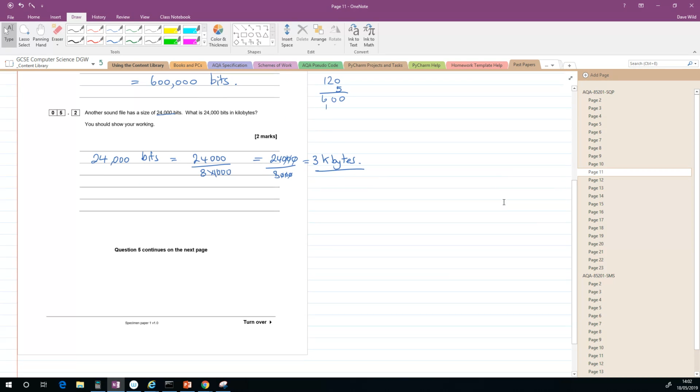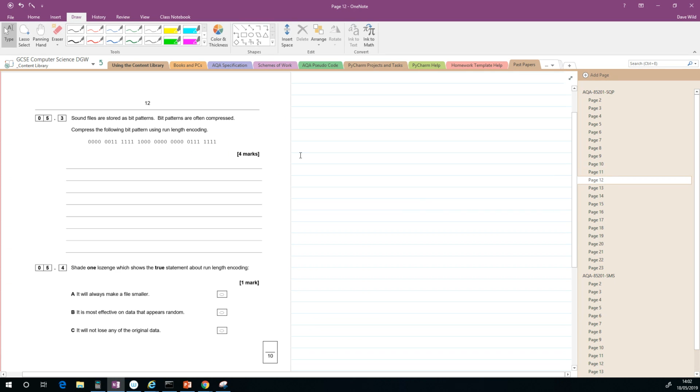Part 3. Sound files are recorded as bit patterns. Bit patterns are often compressed. Compress the following bit pattern using run length encoding. So let's just remind you of what run length encoding does. It goes through bits that are the same value and it creates a count of how many there are, and then lists that count with the character itself.